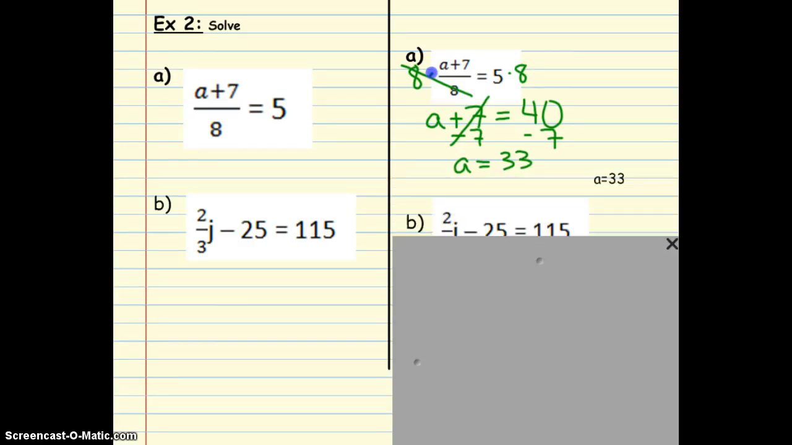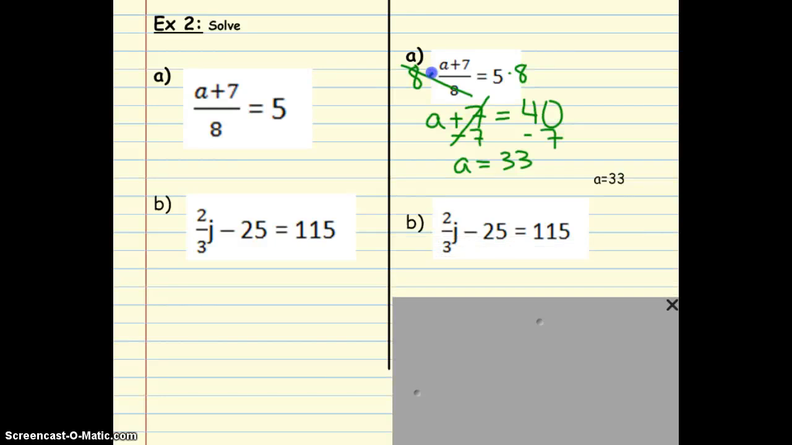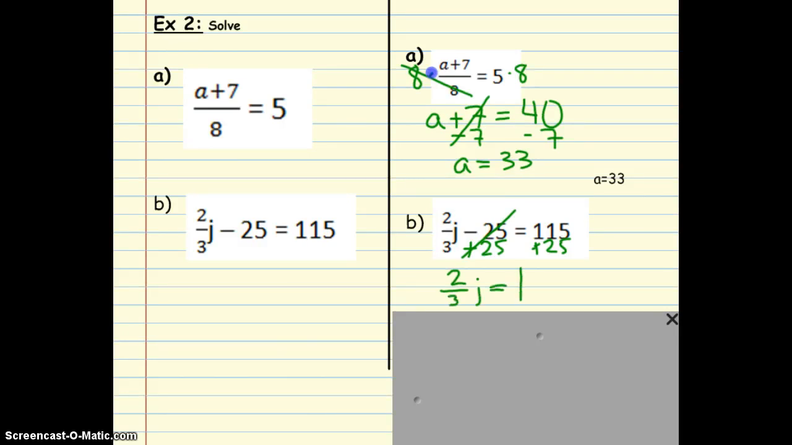Alright, moving on to the next one. We have 2/3 J minus 25 equals 115. Alright, we got to get this J by itself. Here we want to get rid of this minus 25, so we need to do the opposite, adding 25 to both sides. In doing so, minus 25 plus 25 cancels out. We're left with 2/3 J equaling 140.